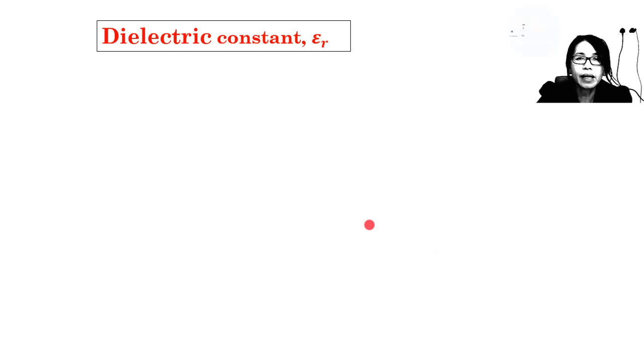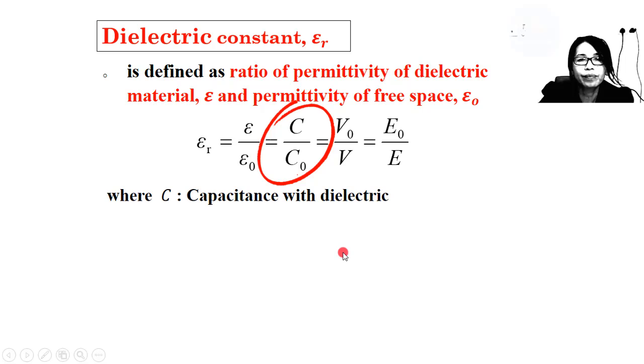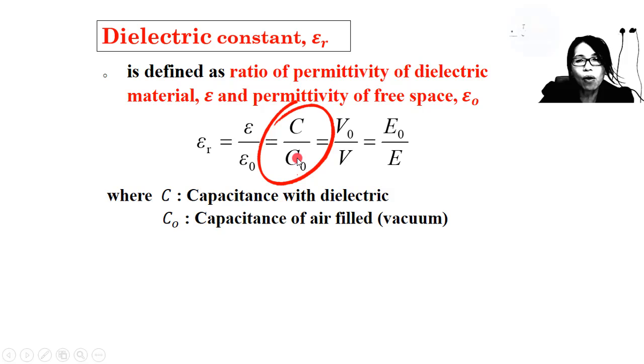So how do we define dielectric constant epsilon R? Dielectric constant epsilon R is the ratio of the permittivity of the dielectric material epsilon over the permittivity of free space epsilon naught. We might also define dielectric constant with the value of capacitance, whereby dielectric constant is the ratio of the capacitance with dielectric over the capacitance of an air-filled capacitor.